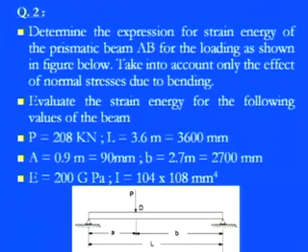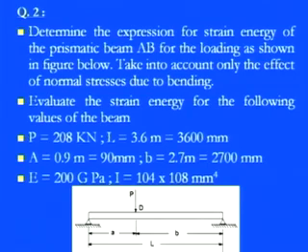So evaluate the strain energy for the following values. The load P, which is acting at a point from point A at the left end, is 208 kilonewton. The total length is given as 3.6 meter, that means 3600 millimeter. The cross-sectional area of the beam is given as 90 millimeter by 90 millimeter, and then we have b, which is equal to 2.7, that means 2700 millimeter.